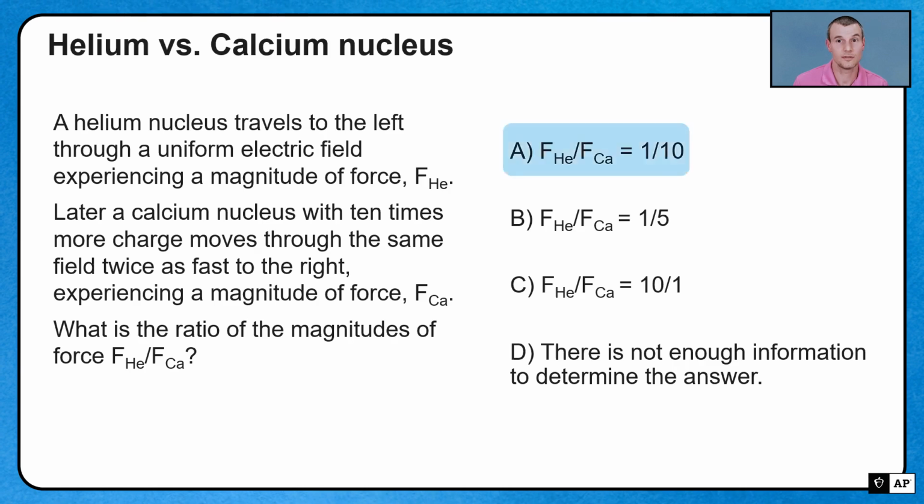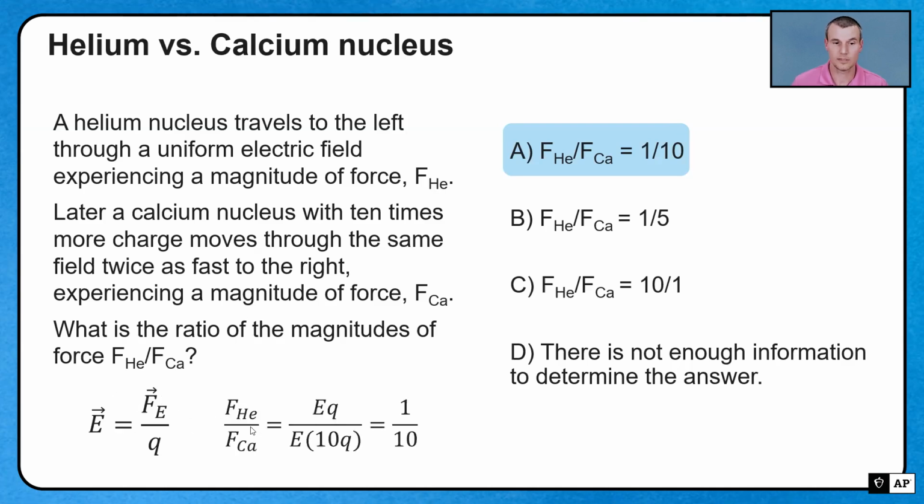The answer, sure enough, is A, 1/10. How do we know that? If we look at our electric field equation and we manipulate to solve for F, we're going to see that F of the helium, force of helium, is going to be EQ. The force on calcium is going to be E times 10Q, because it's 10 times the amount of charge.